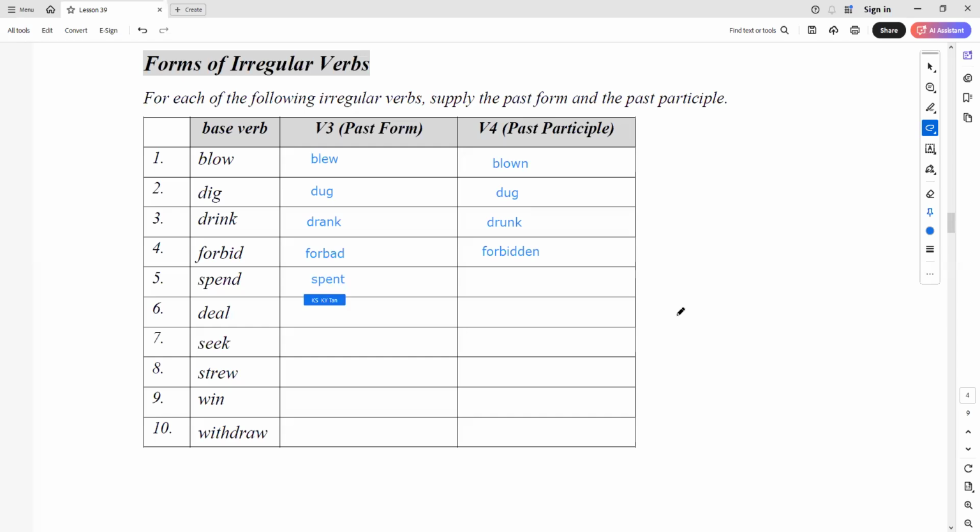Okay, we have the answer, very good, okay. My colleagues write the answer. Okay, now we come to number 3, drink. I can see answers from Junfeng and Chavis. Drink, drank, drunk, very good. The rest, faster.